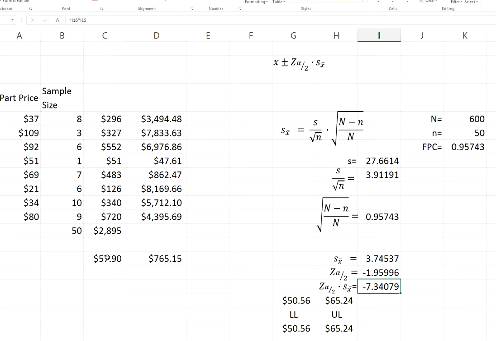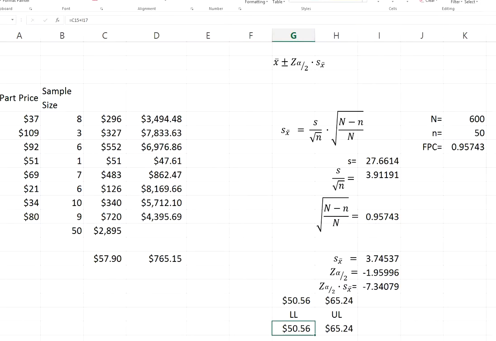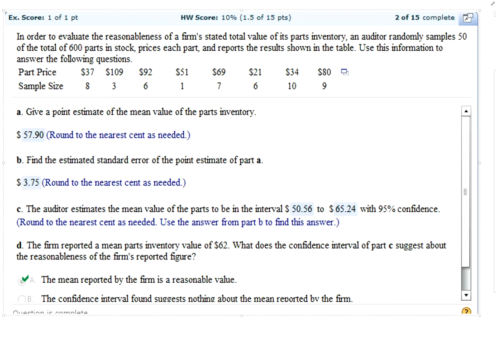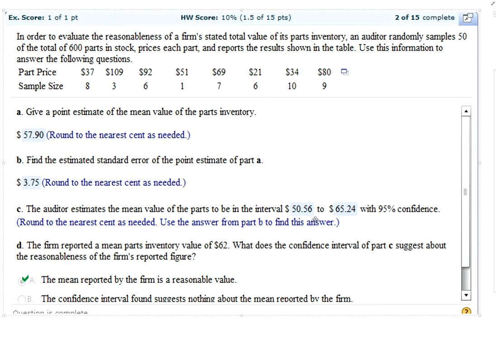Now it is very simple. You add and subtract this from the mean, giving 65.24 and 50.56. So that's the whole answer. Let's check: the mean is 57.90, the standard error is 3.75, and the confidence interval is 50.56 to 65.24. That is it. That concludes the review. Thank you. Bye.